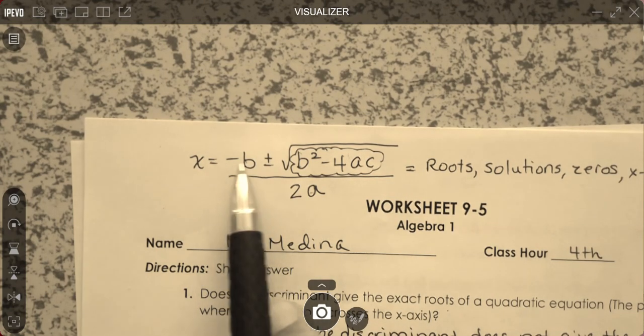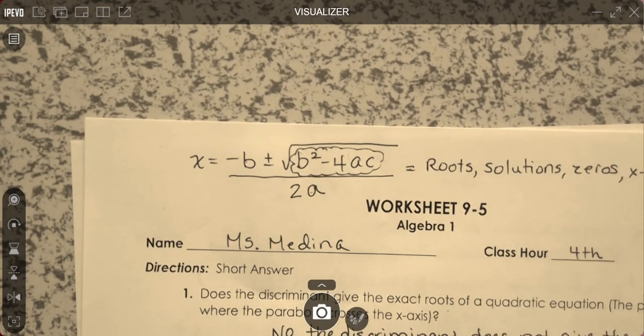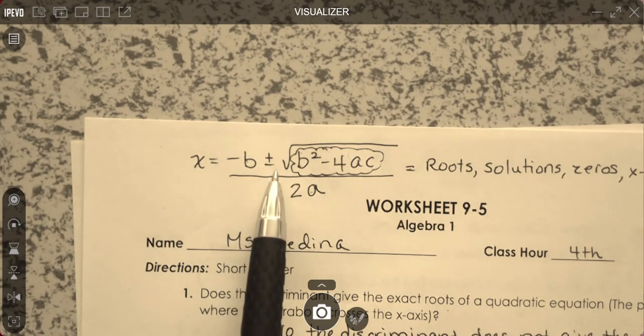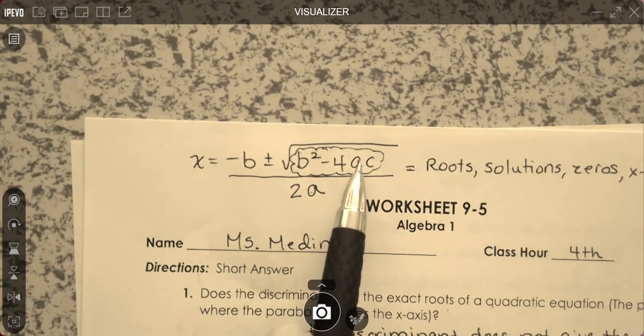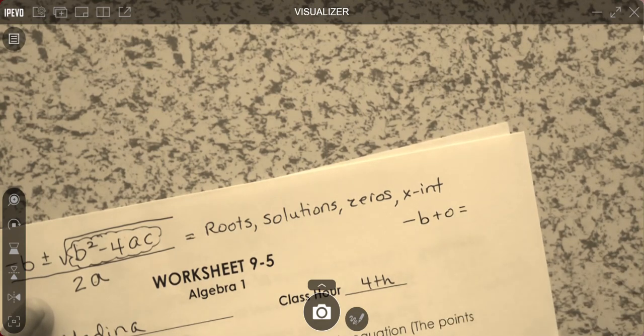It's going to be negative b plus 0. What do we get? Negative b plus 0. Right? And when we do negative b minus 0, what are we going to get? Negative b plus 0 is equal to what?